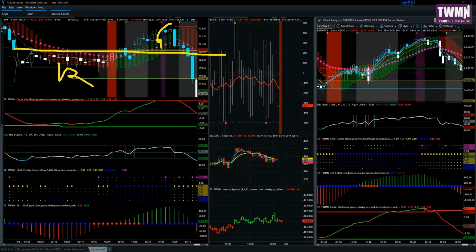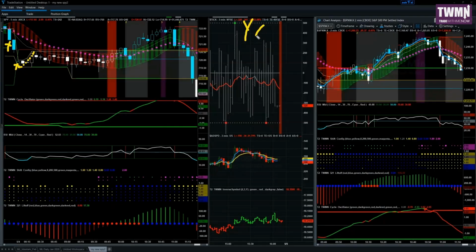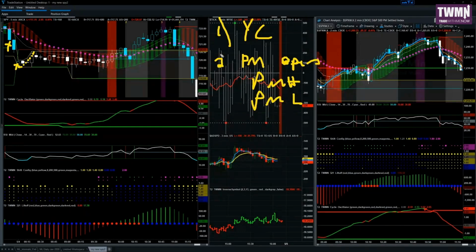So you can see that when we opened in the pre-market, we gapped down, and then we attempted to fill that gap, and we just about got there. Not quite. And so let's just keep going here, right? Yesterday's close, pre-market open. We've got the pre-market high is made, pre-market low is made. It's 1, 2, right? And then what do we look for?